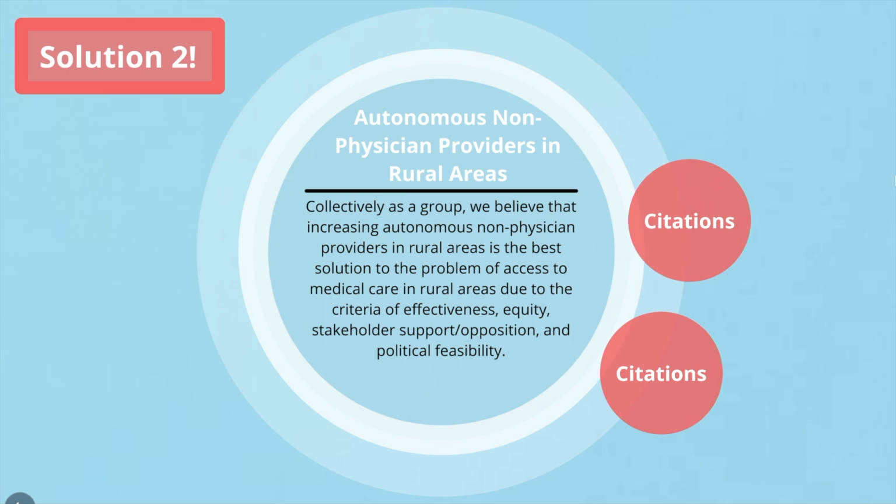Based on our research, we argue that all 3 of the solution options are sufficient for solving the problem. Additionally, we believe that implementing all options presented would be the best case scenario. But in reality, due to the various factors, this would not be practical. Therefore, we decided that increasing APRN and PA autonomy in rural areas is the best solution for the problem of access to medical care. We based this decision on the criteria of effectiveness, equity, stakeholder support and opposition, and political feasibility.